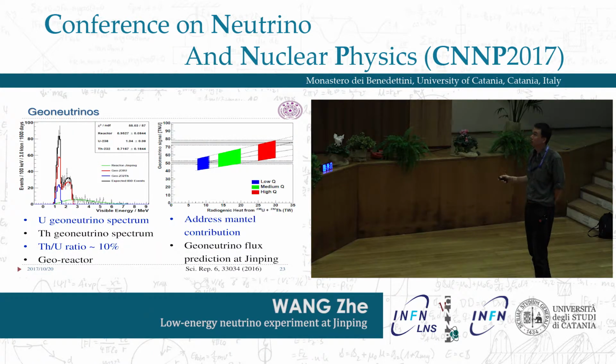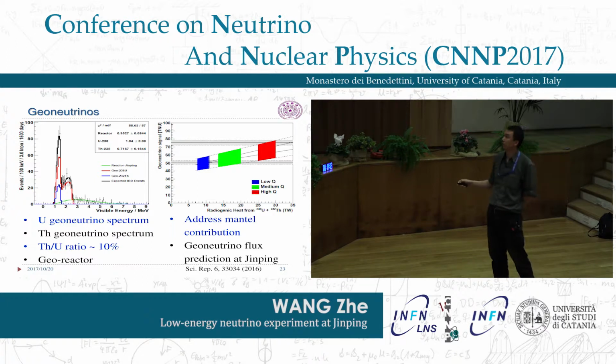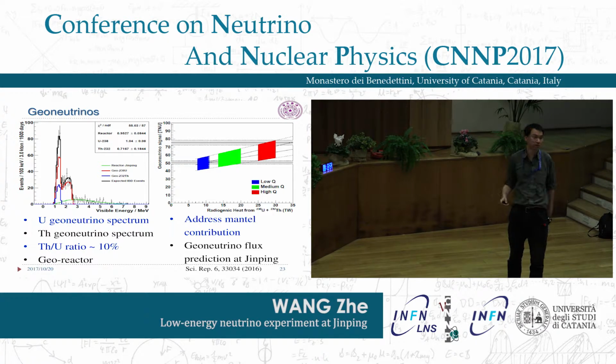For the geo-neutrinos, since they're far away from commercial reactors, there is very little background, and we really have a very clear geo-neutrino signal for thorium and uranium and their combinations. So we can have a clear measurement of the uranium and thorium neutrino spectra, and their ratio can be measured to a precision of 10%. We can also pin down if there are any geo-reactors down in the core or anything. With this precision, we can address the mantle contributions, etc.